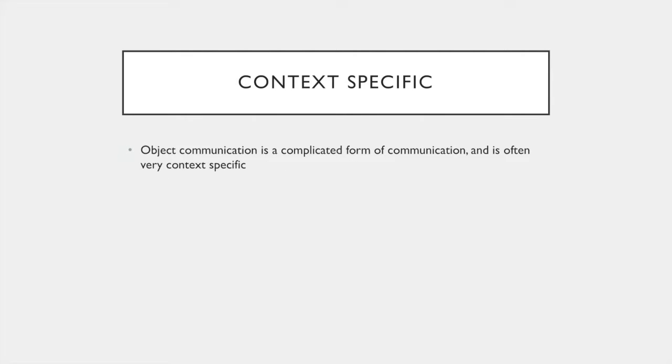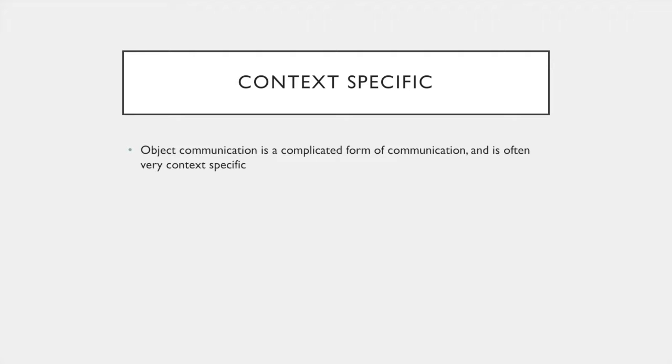Object communication is a very complicated form of communication and is often very context specific. For example, if you saw an old man wearing suspenders and old leather shoes, it would be thought of as normal. But if you saw a younger man wearing the same clothes, he would most likely be labeled a hipster, because that is not what a person of his age would typically wear.